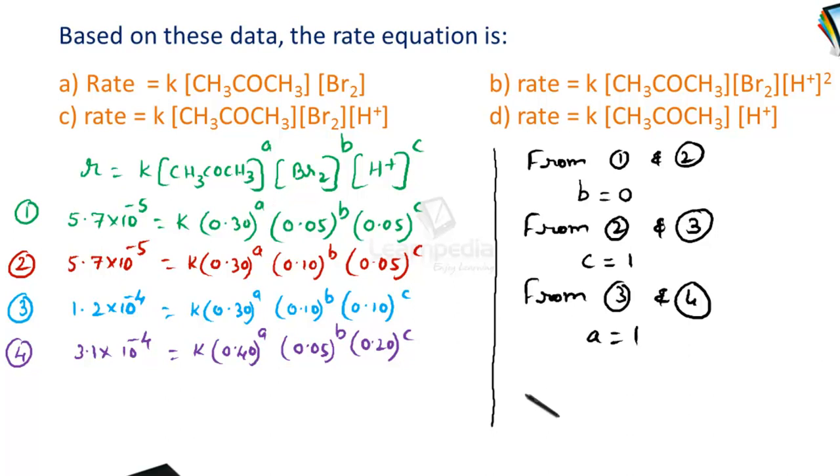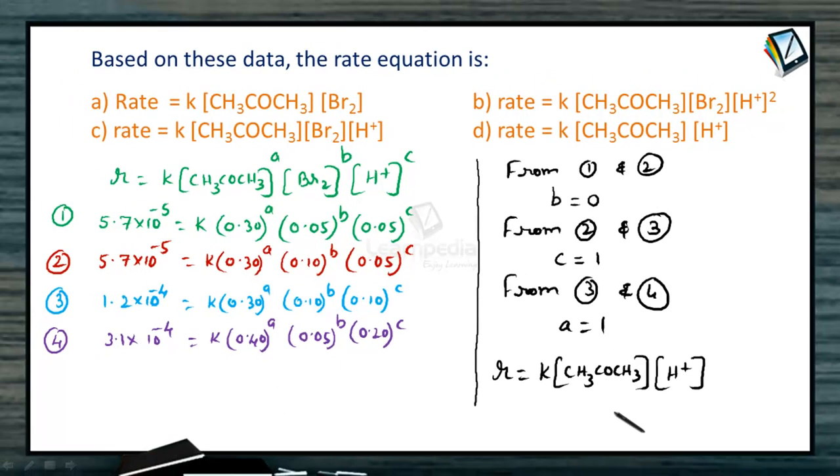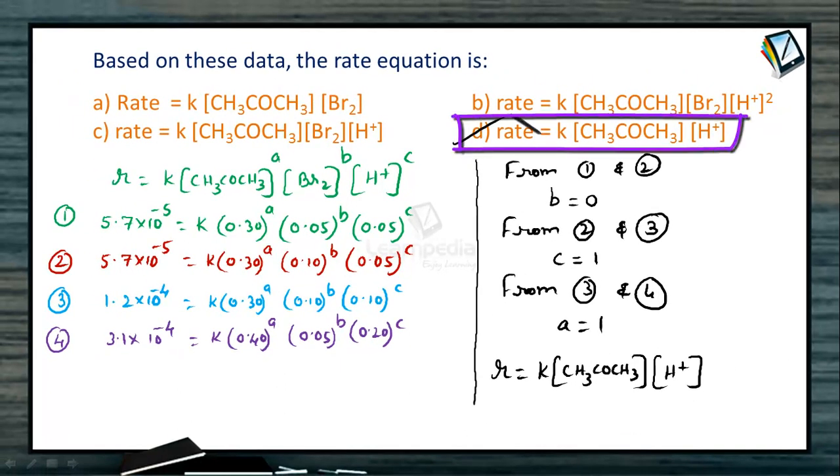So finally the rate expression becomes rate is equal to K into acetone concentration to the power of 1. Then there cannot be any bromine because it is bromine to the power of 0, and it will be H plus ion concentration to the power of 1, and which is there in option D. So we need to write down the various relations based on the experimental data, and we need to relate one with the other in order to get the unknown terms.